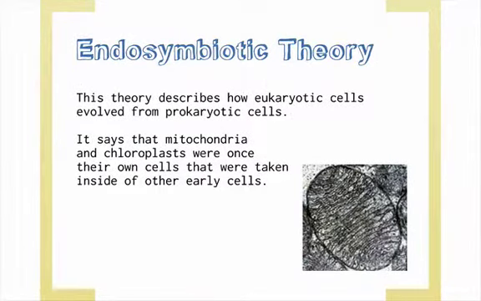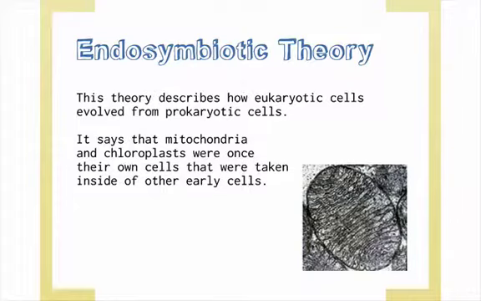Okay, so let's change ideas here and go to endosymbiotic theory. This theory describes how eukaryotic cells, cells with nuclei, evolved from prokaryotic cells, very, very simple bacteria cells that don't have a nucleus. Okay?